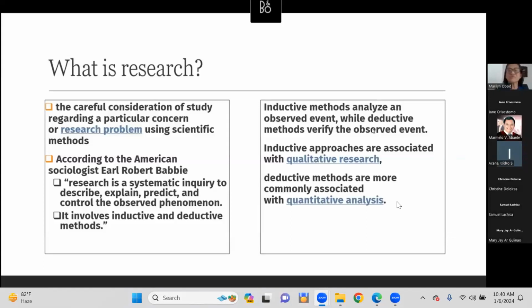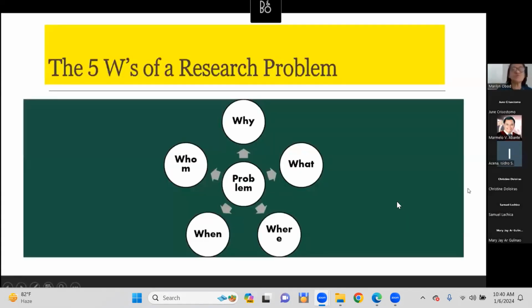Okay po? So when we say inductive method in research, it means you analyze an observed event while deductive methods verify the observed event. So inductive is more for qualitative and deductive is commonly associated with quantitative. So later on, I will show you quantitative and qualitative research. Okay po? So in doing or in attacking the research problem, we have to consider the 5 W's of a research problem. I don't want to start with what. We should always start with why. Okay? Why are you doing this research?